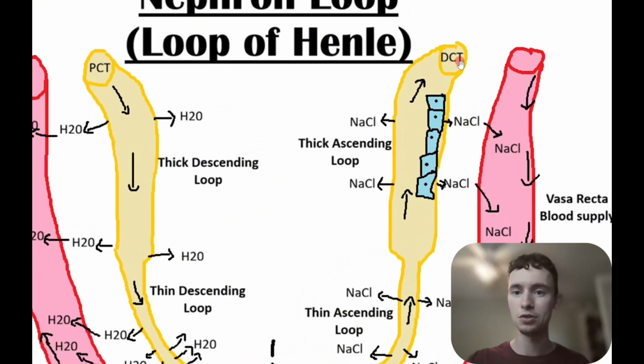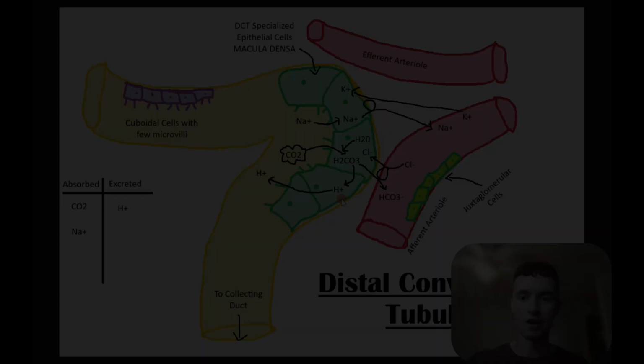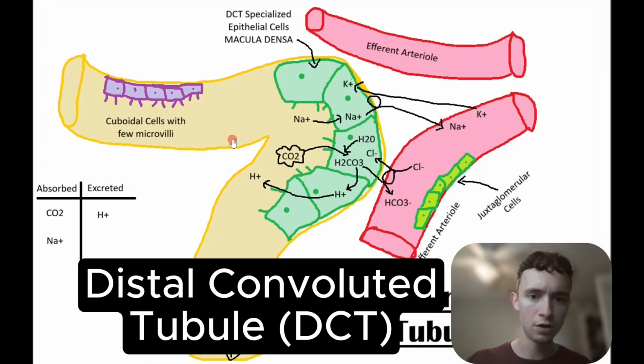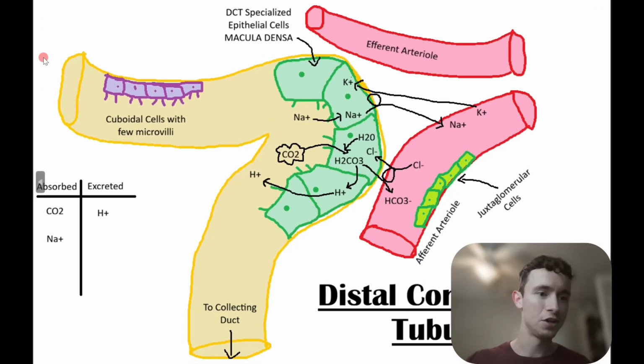So now we'll dive into the distal convoluted tubule. Alright, welcome to the distal convoluted tubule, also known as the DCT. And so we are coming here where the urine has now, we just absorbed our water, we just absorbed our salt. So what's left? We have some further refinement.